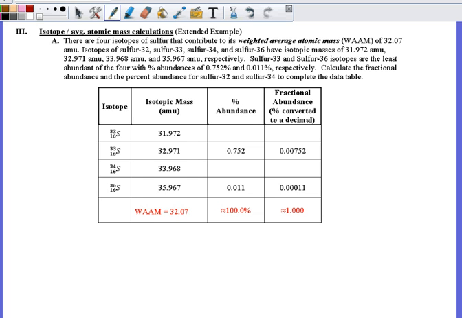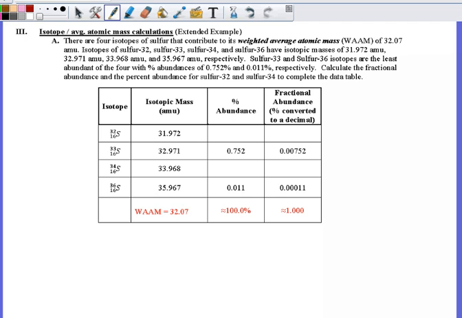Okay, we're going to look at an example of the kind of problem where you have to calculate individual abundances for isotopes of elements, similar to what you read about in your textbook, and there were several examples of those. So here we're going to talk about how you solve these kinds of problems.